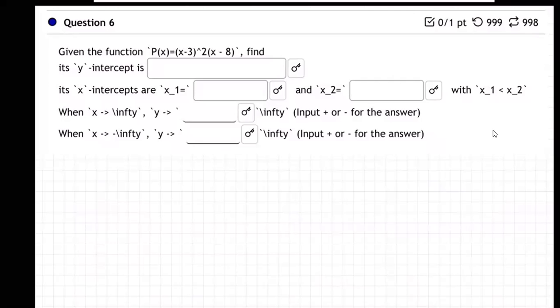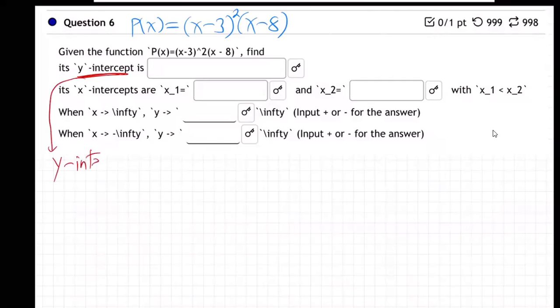Okay, so let's do it. So I'm going to write it out a little better, how you're used to seeing it. (x − 3)² (x − 8). Okay, so what do they want us to find? First off, they want us to find the y-intercept. Let me bring that down here.